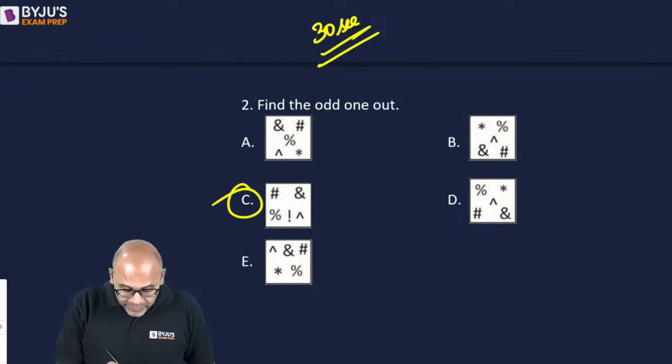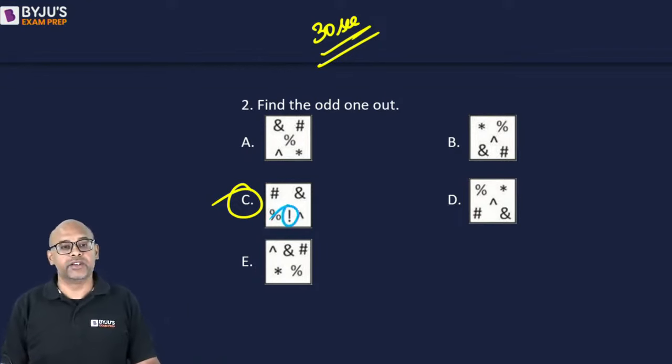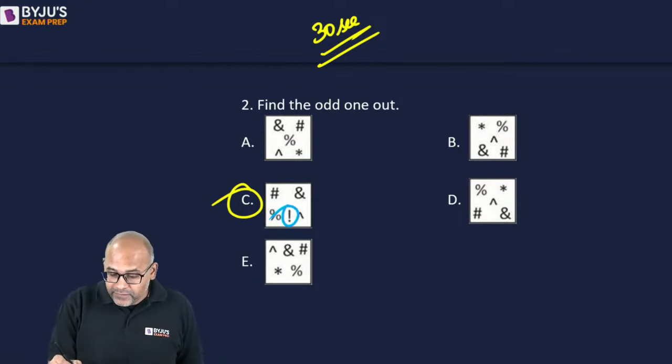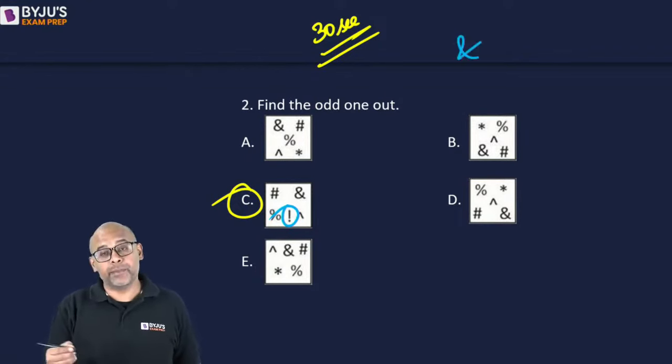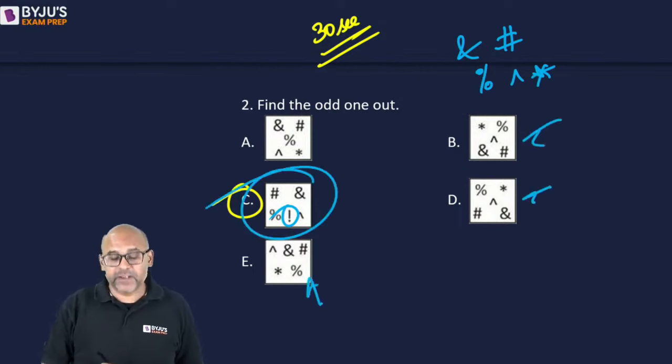It has something which is not present earlier. So, I will change the color here. You have this exclamation. Everywhere you have, what are the common symbols? Ampersand, then you have hash, then you have percentage, you have power, and you have a star. Everywhere it is the same except in the figure C.